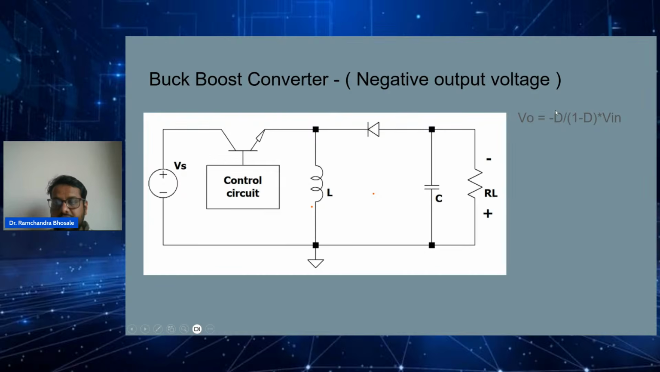Suppose your duty ratio is less than 0.5, then 0.3 divided by 0.7 is less than 1, so your gain will be less than 1 and you will get a lower voltage. So in this case, it is possible to get both operations, the boost operation as well as the buck operation. But here there is an inversion in the V naught voltage, so your output voltage will be negative with respect to the input voltage. This is the difference between the buck boost converter and the boost converter. In the buck converter and boost converter, you will get a positive output voltage, but in the basic buck boost converter, you will get a negative output voltage.